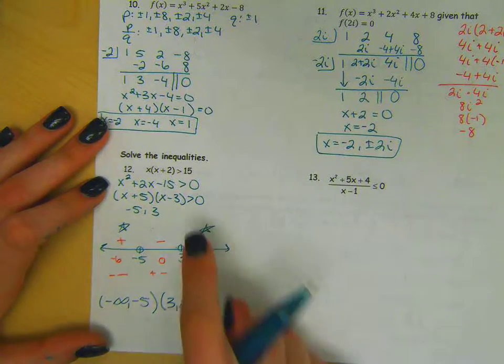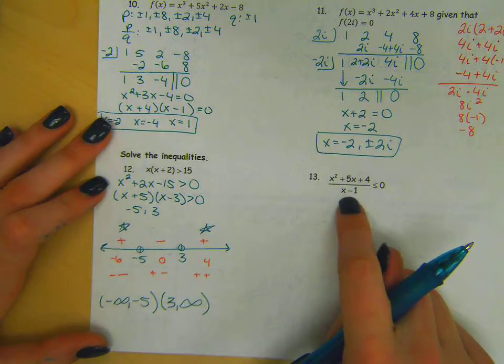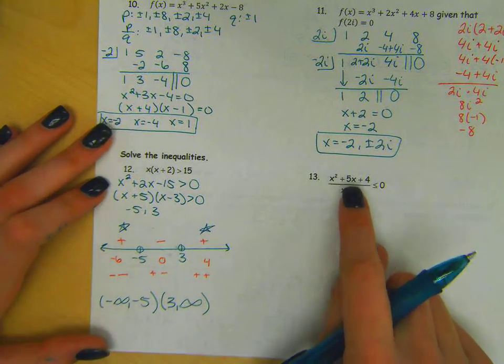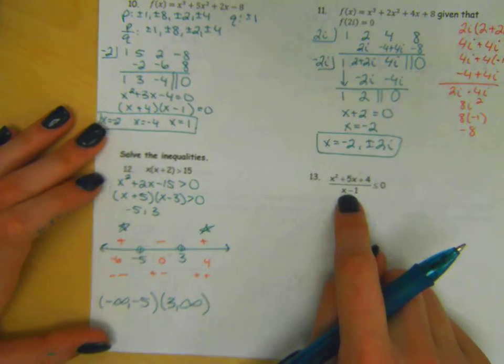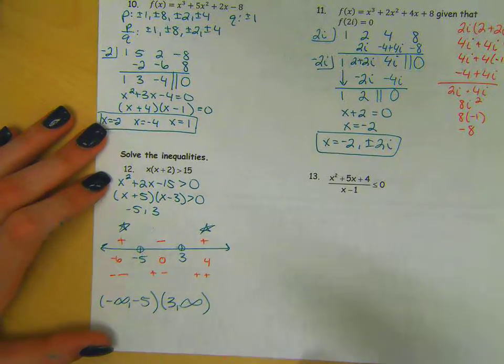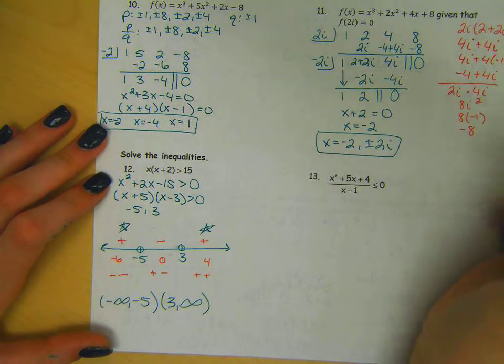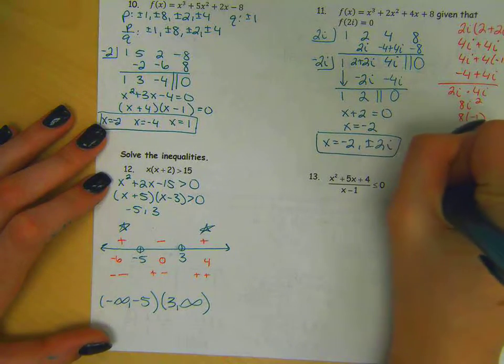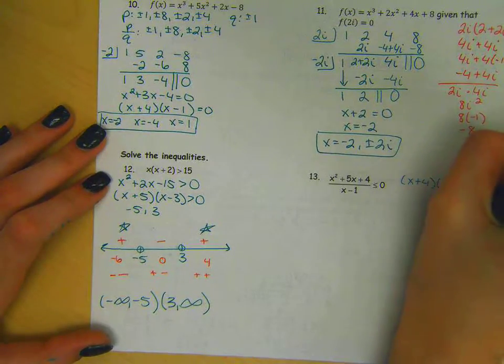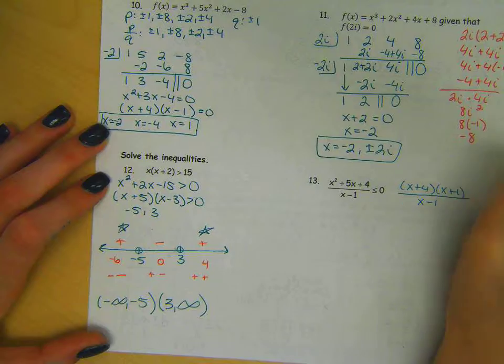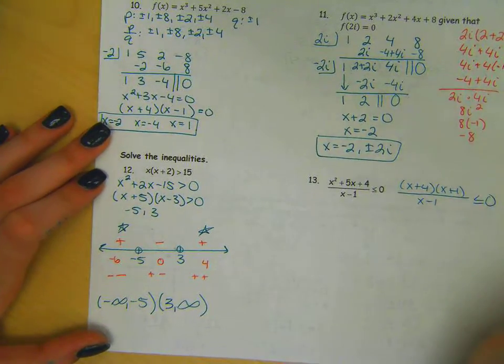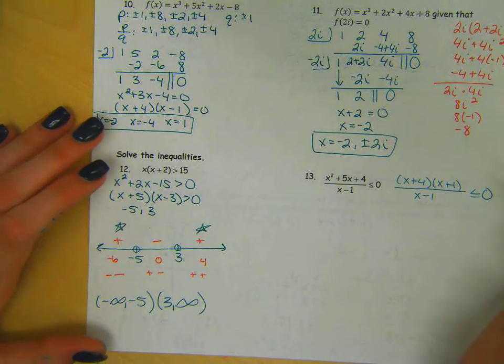When we have an inequality that also has a fraction, so a rational inequality, we have to also consider the vertical asymptotes. And that's the same thing. You set your denominator equal to 0. So what I'm going to do before I even think about that, I'm going to factor my numerator. And I'm going to see that I have x plus 4 and x plus 1 all over x minus 1 is less than or equal to 0. Nothing cancels, so we don't have any holes.